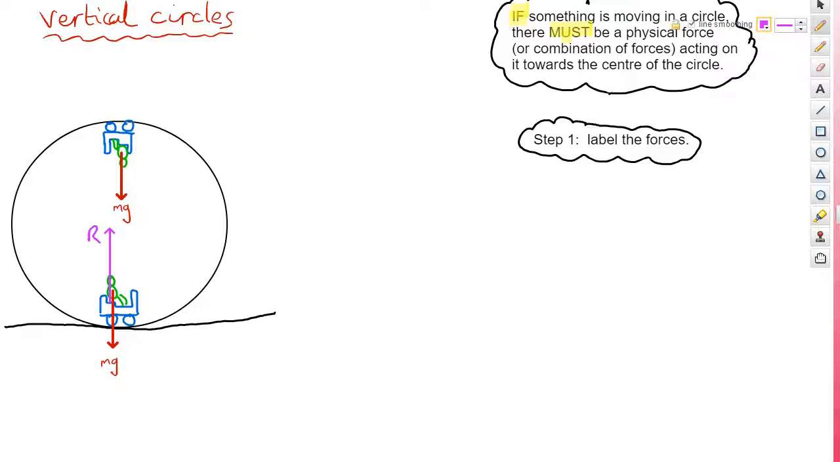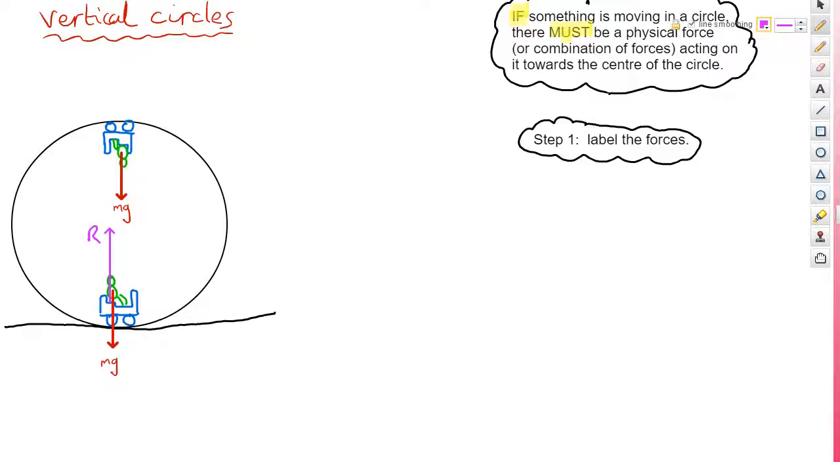Assuming I'm going at constant speed around the circle, then there's no left or right forces accelerating me. So that's it, that's all the forces acting on me. My seat pushing me up, my weight pulling me down. But I know that R must be bigger than mg. Well, how do I know that?